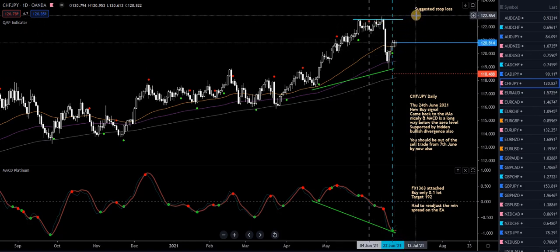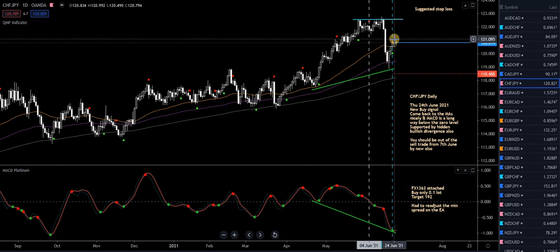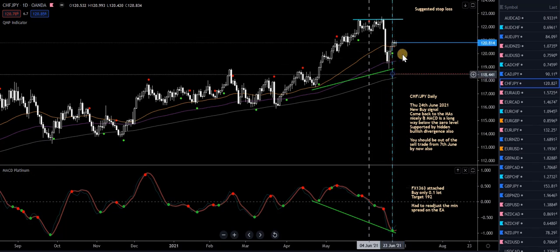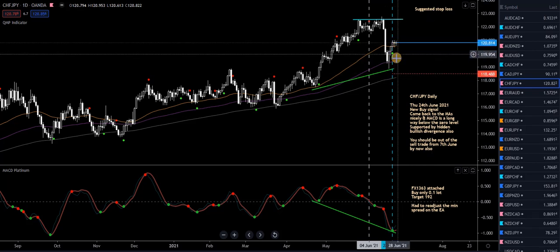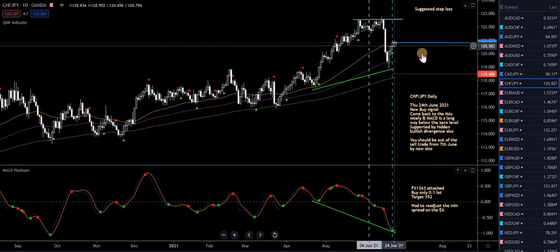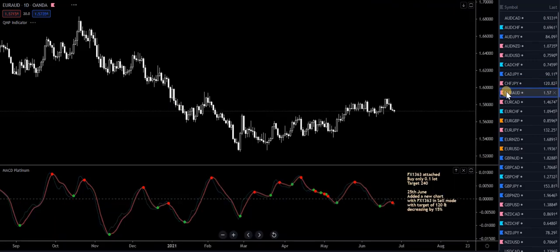We've got to get up there, this high here. So we took a buy with a suggested stop loss, and it's not going anywhere fast. Two days gone sideways.